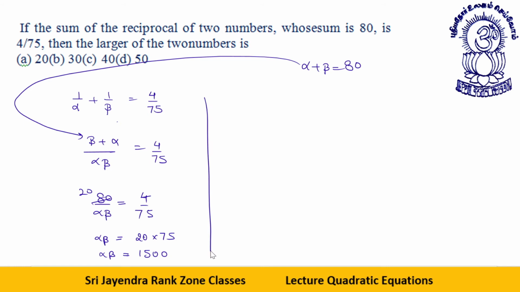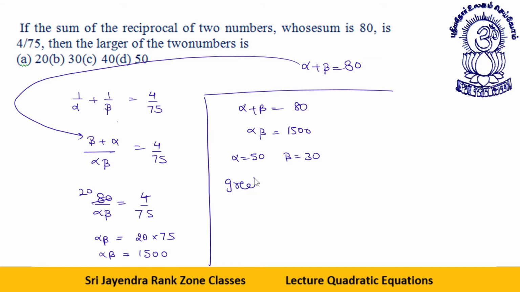So now what do you have? You have alpha beta is equal to 1500 and alpha plus beta is equal to 80. Either you can solve it by a quadratic equation, or the better method is to put in the options. Alpha is equal to 50, beta is equal to 30 satisfy the above equations. So what is the greater number? Greater number is equal to 50. I hope I am clear to everyone. Fine, dear students. Let's take the next one.